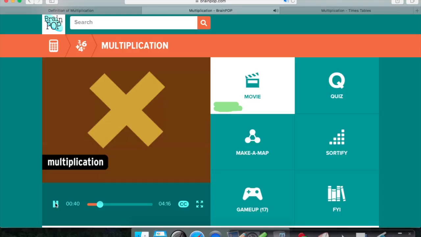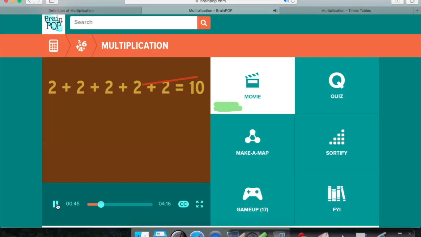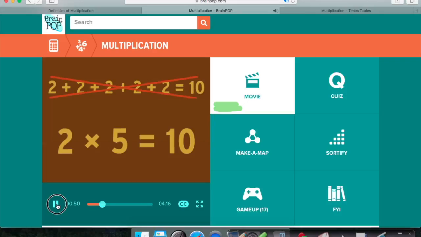Multiplication is like a shortcut that helps you solve really long addition problems. Instead of taking the time to add lots of numbers together, you can solve a problem quickly by multiplying.